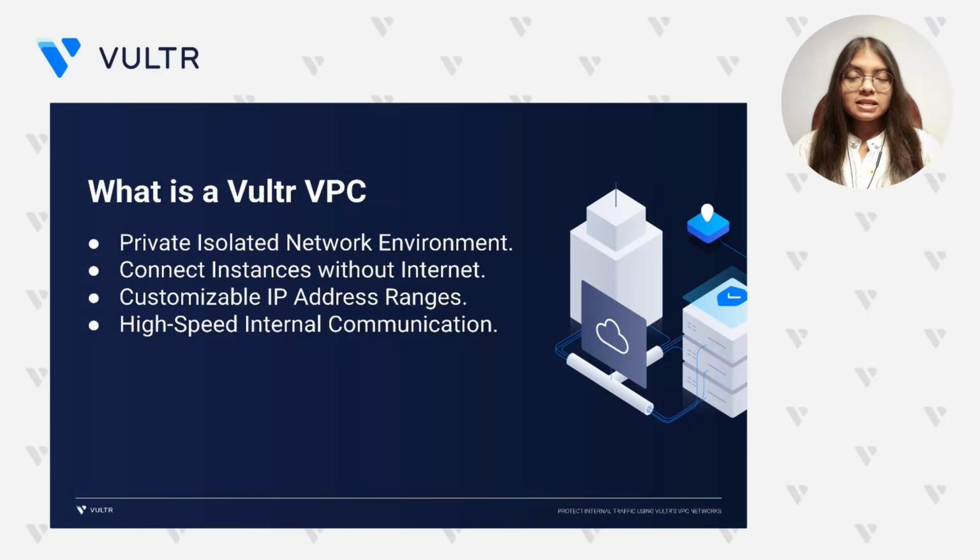A Vultr VPC is a private network that isolates your instances from the public internet. It allows you to connect Vultr Cloud Compute instances using customizable IP ranges while maintaining high speed internal communication. And because the traffic stays within Vultr's infrastructure, it's inherently more secure and optimized as compared to public facing connections.